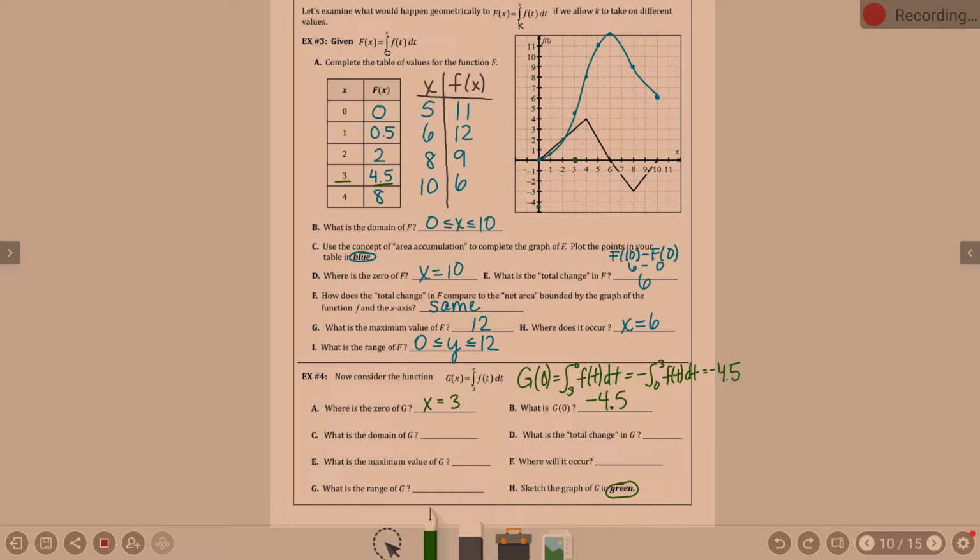Domain of g. What's my domain of g going to be? Is it going to be any different than my domain of f? No. I don't have a chart to fill out here, but you're still using the same initial graph, and so that domain is still going to be 0 to 10. I don't think I found the values here, did I? No.